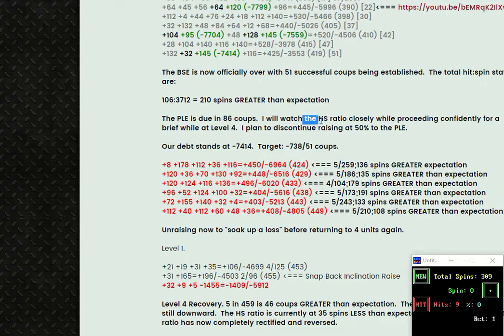So then what I said was, well, I'm going to watch this HS ratio. This is the hits to spins ratio. Now this addresses the very first technical indicator. It is the hits to spins ratio. It is based on expectation. Our betting selection is one number. We bet one number. If you're betting a quad, you're betting four numbers. If you're betting a dozen, you're betting 12 numbers. Pretty self-evident as to how that works. Our bet selection is one number. So how often is it expected that we should get a hit for that number?